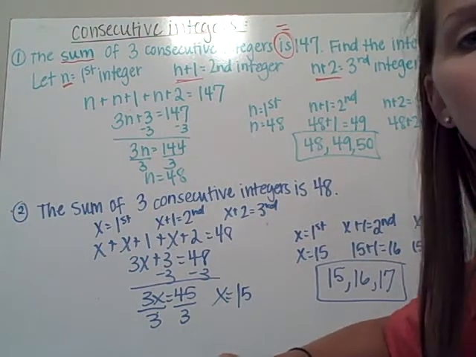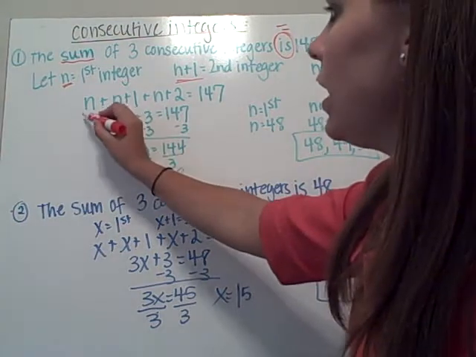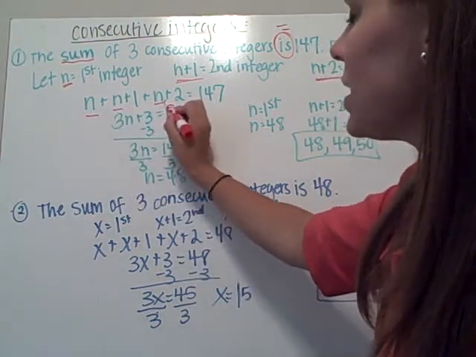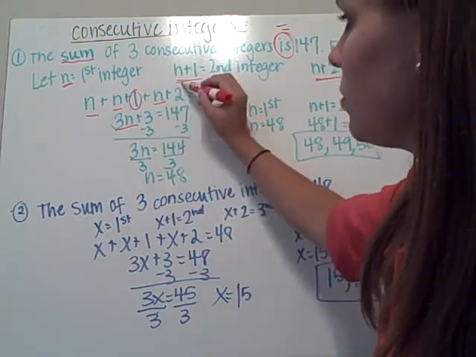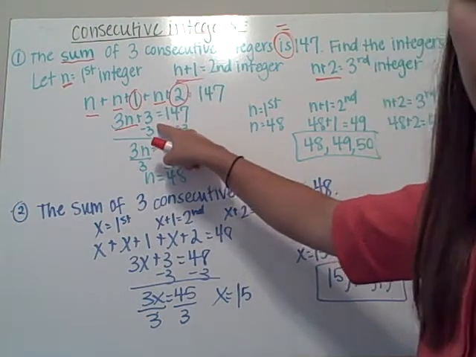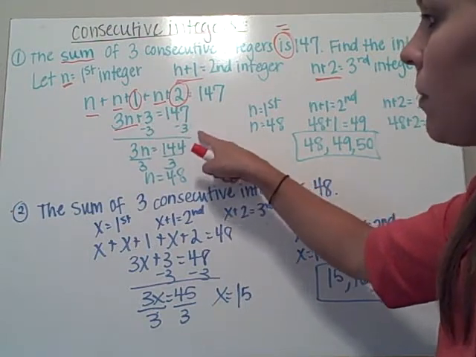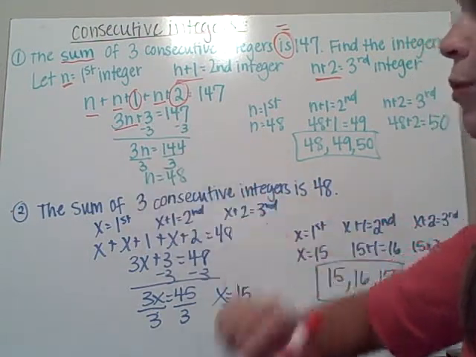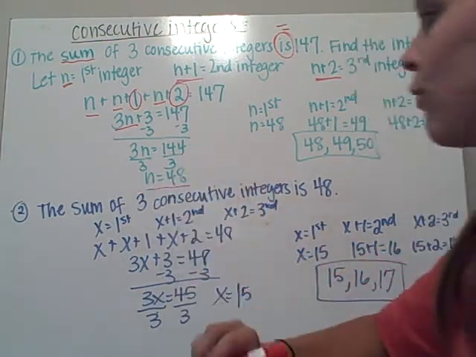Now this is just a multi-step equation. We want to combine like terms, so n plus n plus n gives me 3n, and 1 plus 2 gives me 3. Now it's plus 3, so we subtract 3, and we get 3n equals 144. Divide by 3, and we get n equals 48.